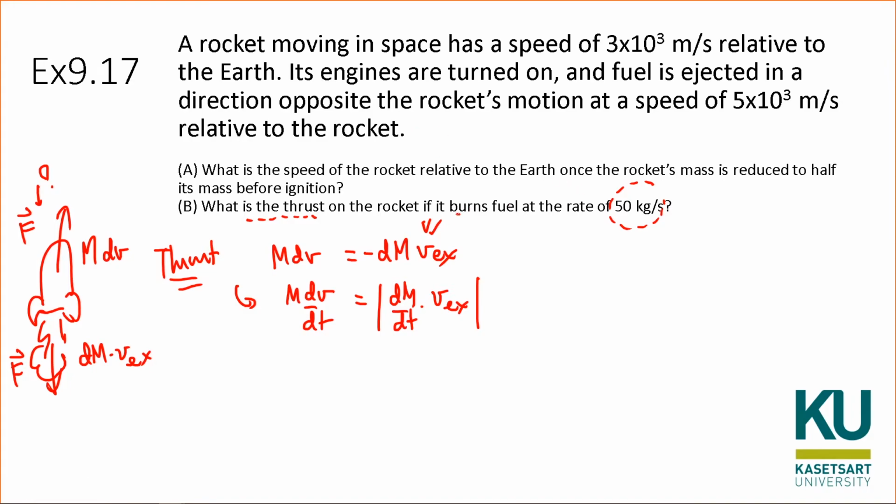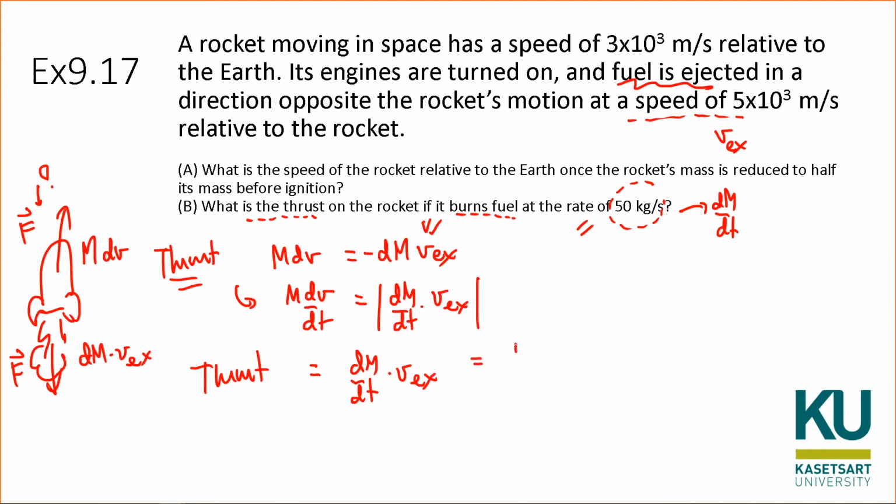Since we know the burn fuel rate, that means dm by dt, we know the information here. And V expel is already stated in the direction here. The fuel is ejected in the direction opposite to the rocket. So now we know this information, so we can find the thrust. The thrust is equal to dm by dt multiplied with V expel.